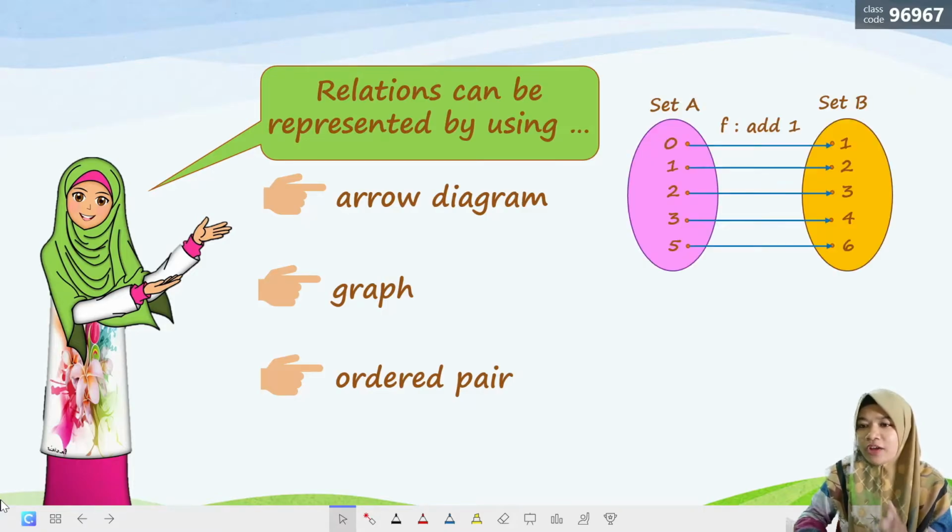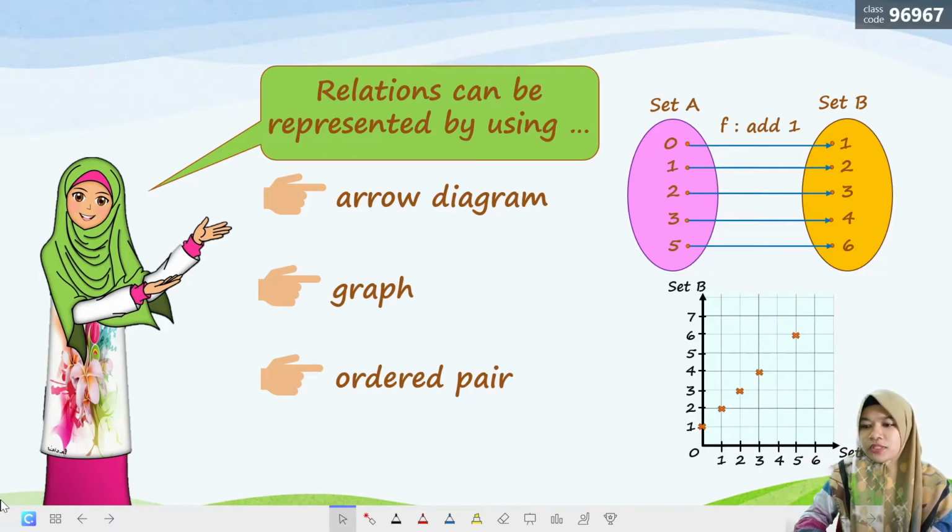Okay, you have set A and set B. You look at that. The function is add 1. Set A, 0. When you plus 1, the answer will be 1. 1 plus 1 is 2. 2 plus 1 is 3. So you look at there, you have two sets, like when you learned sets in Form 1. But here you have two sets and you relate the items or elements in set A with set B.